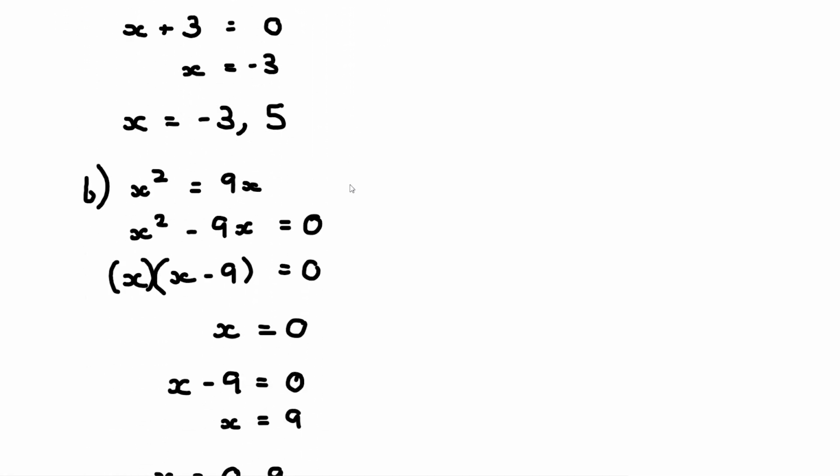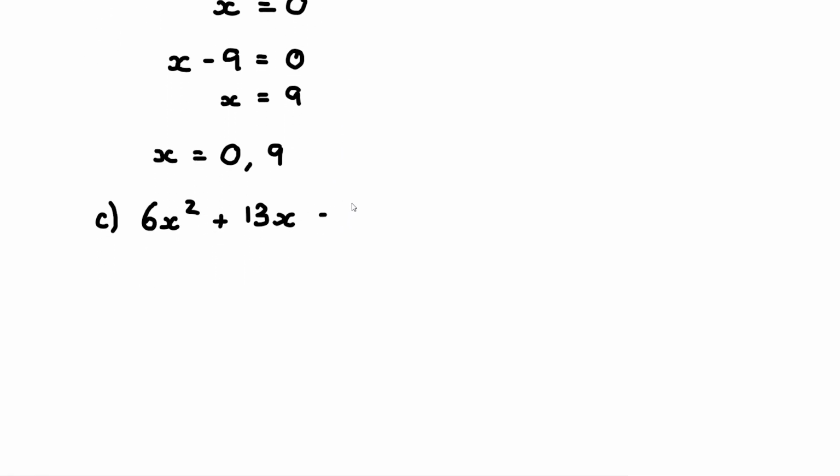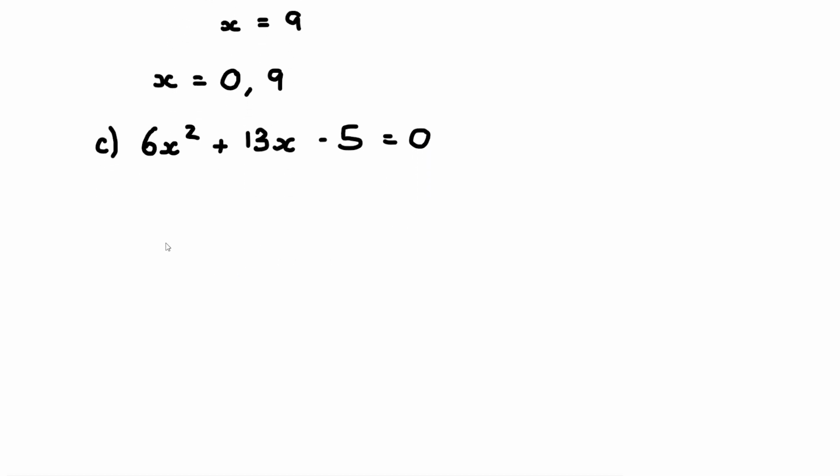Yep, 13x minus 5 equals 0. So in this case, it's already equal to 0. And now we want to know how to factorize this, right? So first things first, we'll multiply this by this, which will give us minus 30. And we want two numbers that multiply to minus 30 and add to 13.